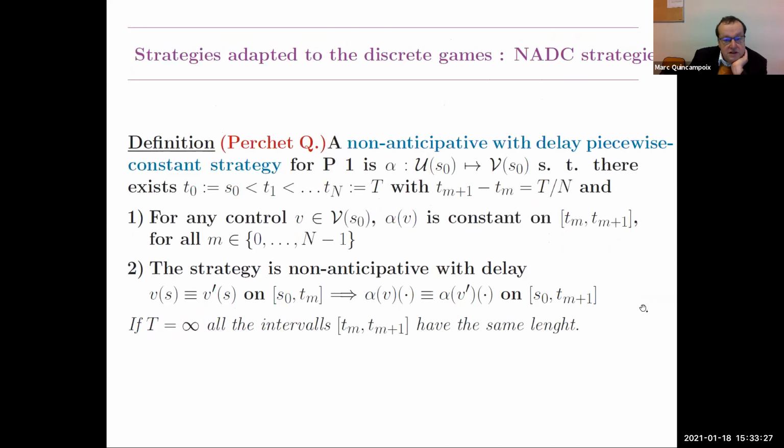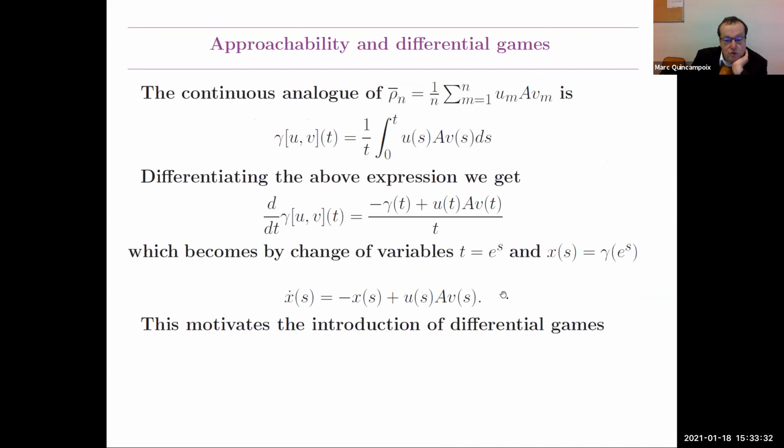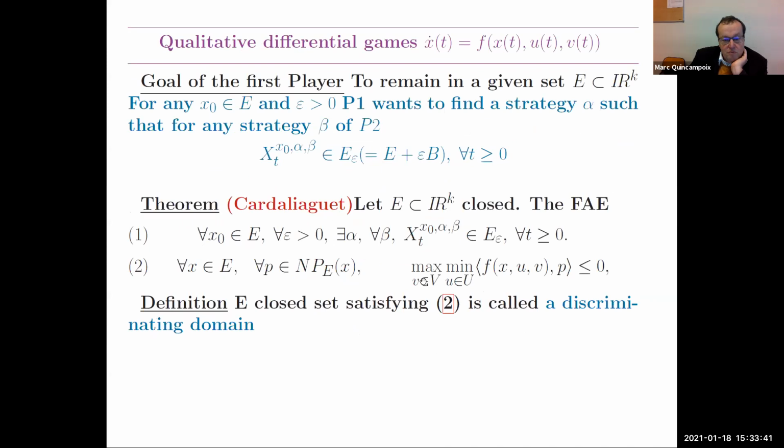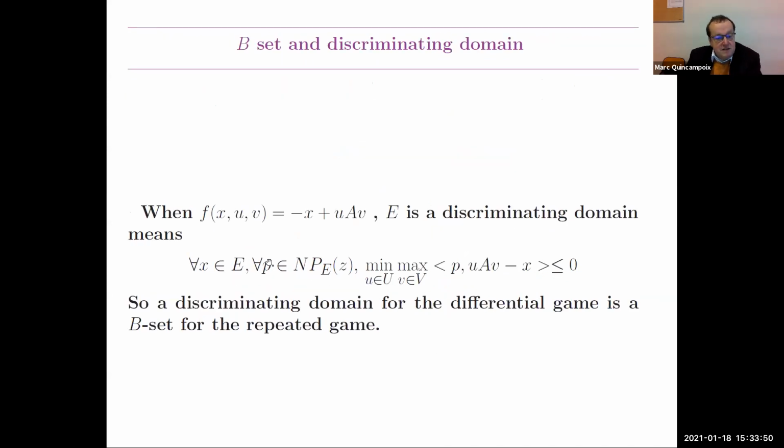Now remember that we are interested in a very simple game, whose dynamic is simpler than the general one. It is bilinear. What does this condition mean? This condition with the proximal normal, for the specific f previously defined, means exactly this condition. And you recognize that it is the same condition as saying that E is a B set. So E is a B set for the discrete game if and only if it is a discriminating domain for the differential game, because the geometrical condition characterizes these two properties on the set. And so this is why this differential game is very natural.